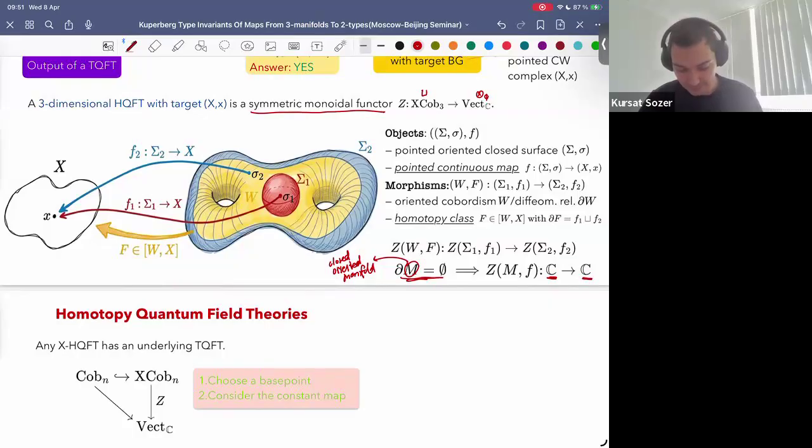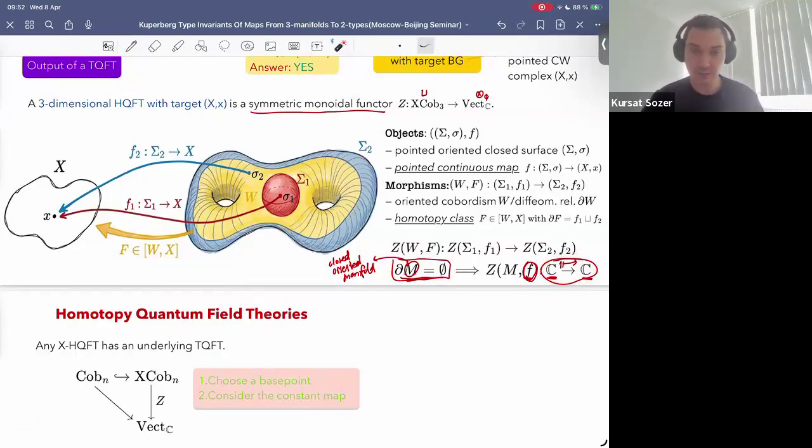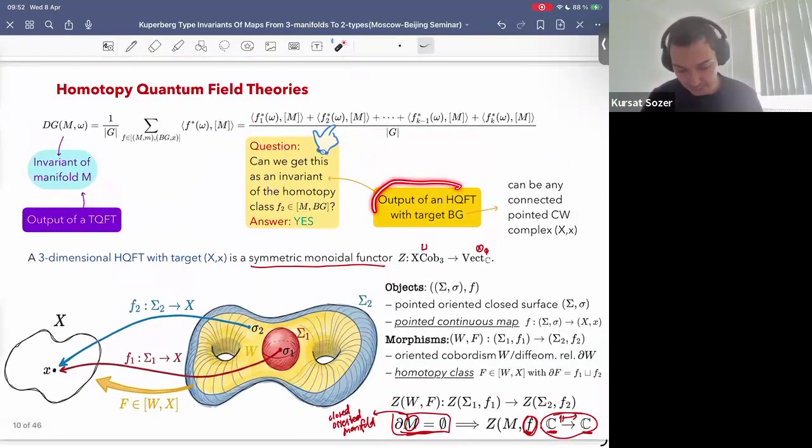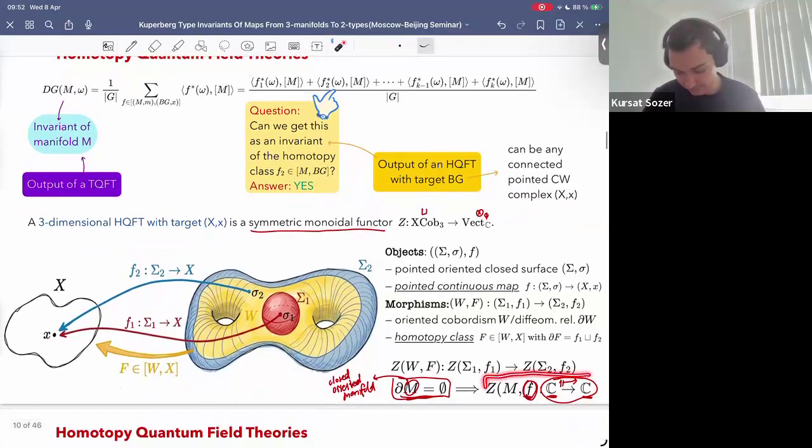So when we have a closed oriented manifold with a map, then the associated invariant is an invariant of this map, which can be regarded as a number, because such a linear map is determined by the image of 1. Because this is a linear map, and the image of 1 determines this linear map precisely. And that is the invariant that is associated in the HQFT. So remember, I said the output of an HQFT is a number for a homotopy class of maps defined on closed oriented manifolds. So this number is precisely this one.